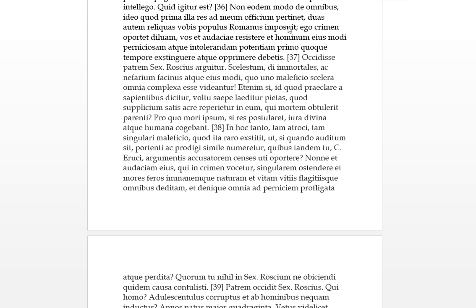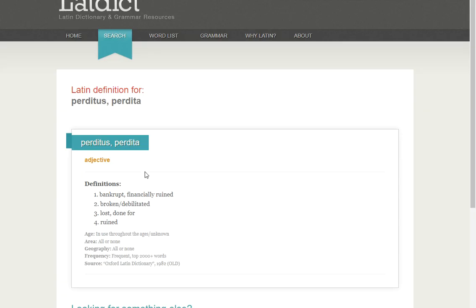Have we done a daily dictionary? So I've made perdita set up here. It's actually an adjective. Bankrupt, financially removed, broken, lost, done for, or ruined. So you get the point.